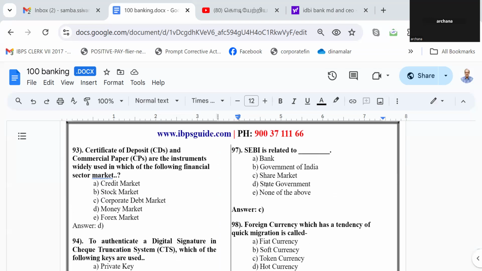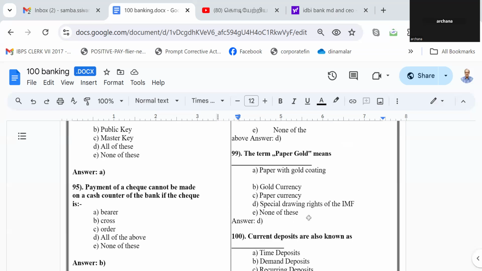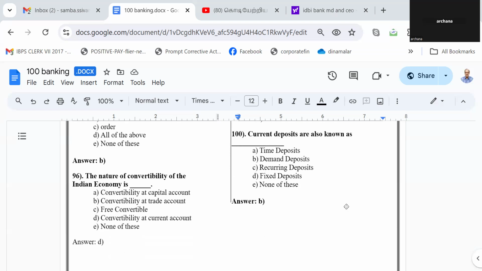SEBI is related to share market. For 98, foreign currency which has a tendency of quick migration is called hot currency. For 99, the term paper gold means D, special drawing rights of the International Monetary Fund. Answer D. 100, current deposits are also known as demand deposits. Current and savings are known as demand.